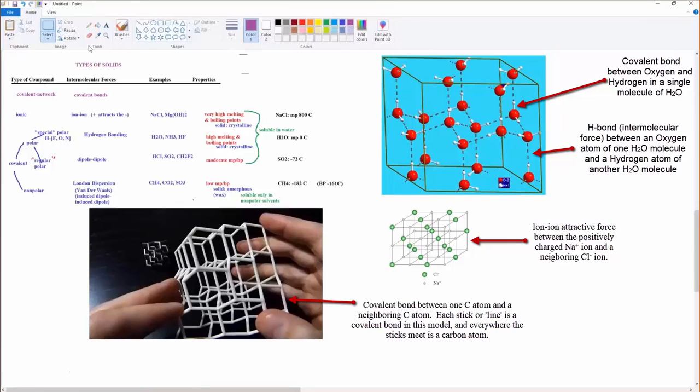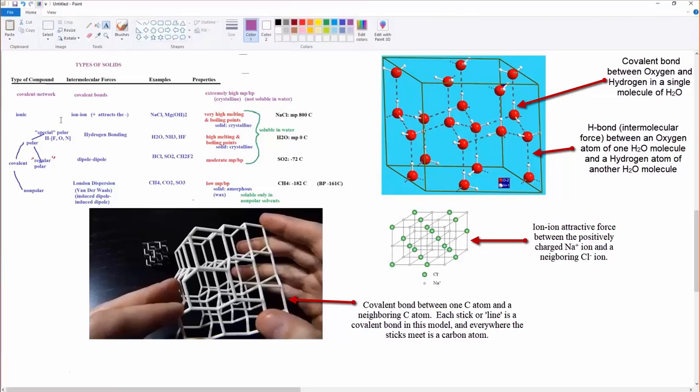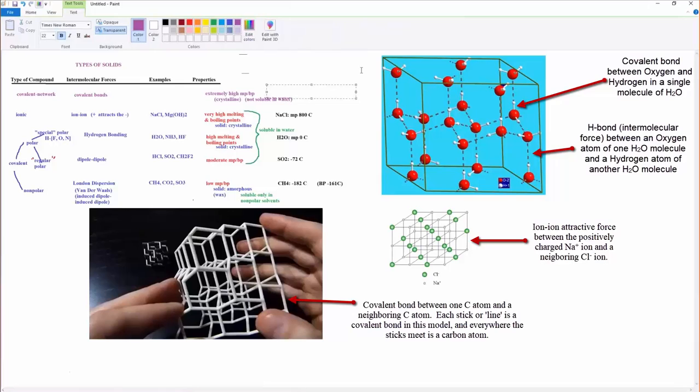And as a result, because it's so much stronger, your properties are going to be extremely high melting points and boiling points, and of course crystalline as well. Also not soluble in water, because it doesn't have individual positive and negative charges like the ion does. Also tends to be very hard, not brittle.